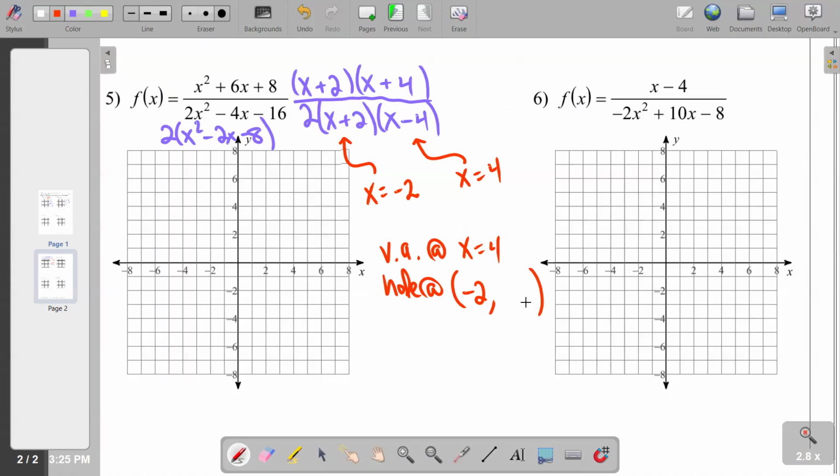A hole is not a wall. It's not an equation. It's not a line. It's not an asymptote. It's a point. And all points require 2 parts, an X and a Y. Been saying this since I met you in Algebra 1. If I know the X coordinate of a point, how do I find the Y coordinate? You plug it in.